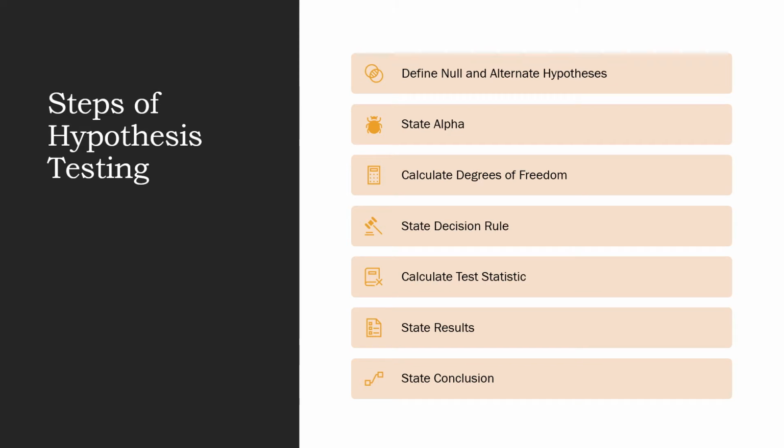Now we will talk about the steps of hypothesis testing. We start by defining the null and alternate hypotheses. We will state our alpha level. We will calculate the degrees of freedom. Then we will state our decision rule, calculate our test statistic, state our results, and then finally state our conclusion.